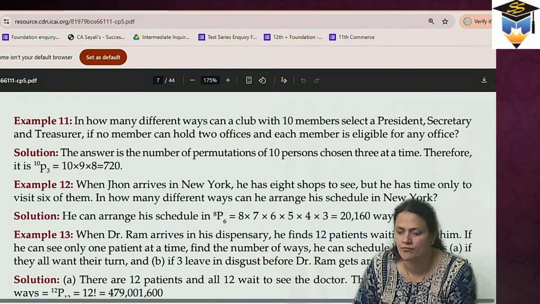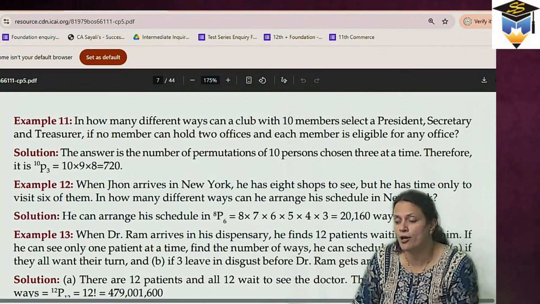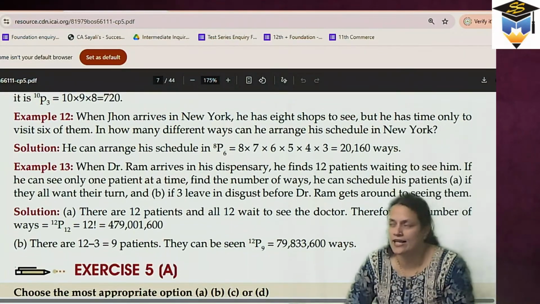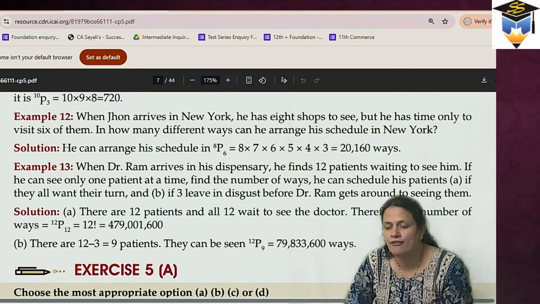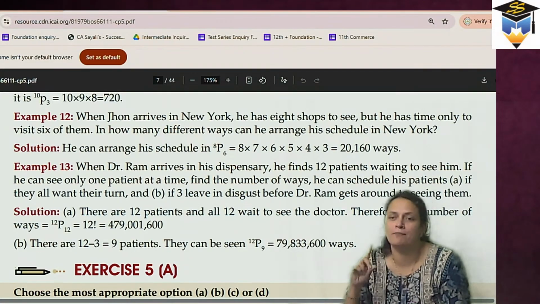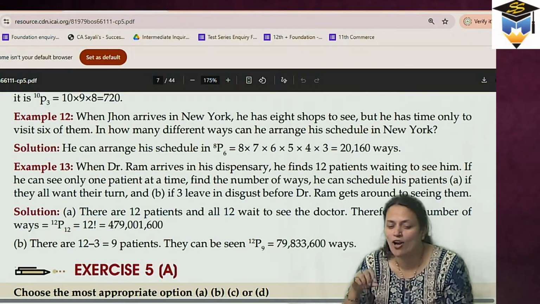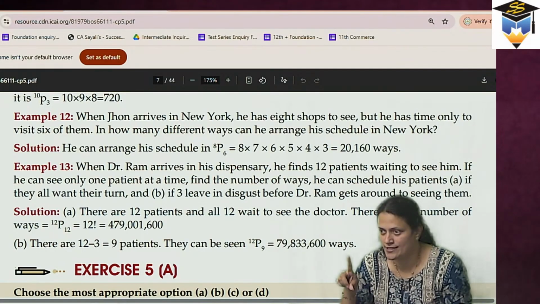20,160 ways. Understood? 8P6 they have found out. And the 13th problem: when Dr. Ram arrives in his dispensary, he finds 12 patients waiting to see him. So how many patients? The number of patients is 12. If he can see only one patient at a time, find the number of ways he can schedule his patients. A, if they all want their turn first.